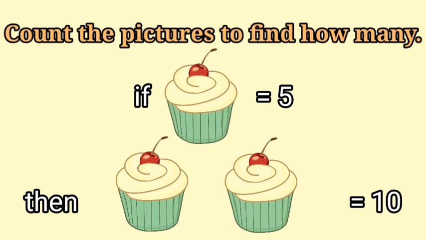Another example. If one cupcake is equal to 5, then 2 cupcakes is equal to 10. Let's keep count by 5. 5, 10. Now, let's watch a video to learn more about picture graphs.